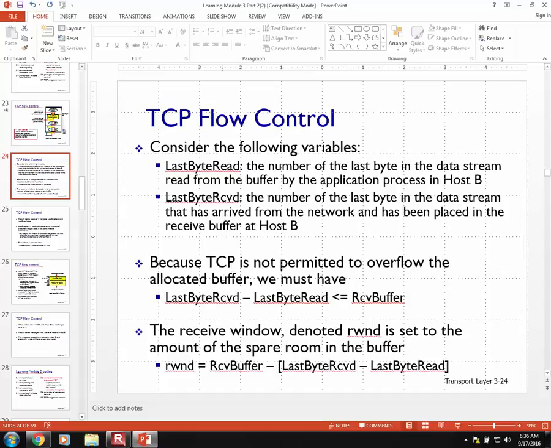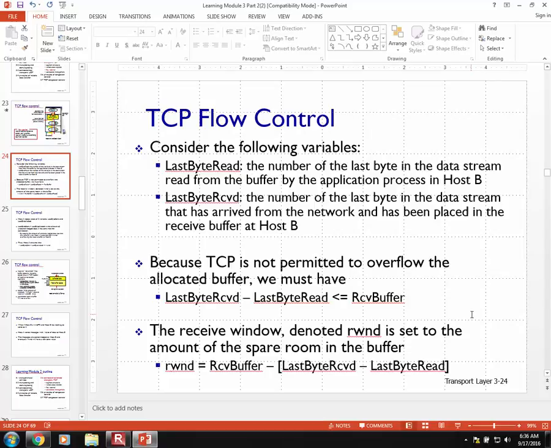Because TCP is not permitted to overflow the buffer, remember this is reliable data transfer, the difference between these two, the last byte received minus the last byte read, so that's the accumulation of everything received by the buffer minus what was read by the application, has to be less than or equal to the receive buffer. If that's not the case, then we're going to lose data, which is not acceptable.